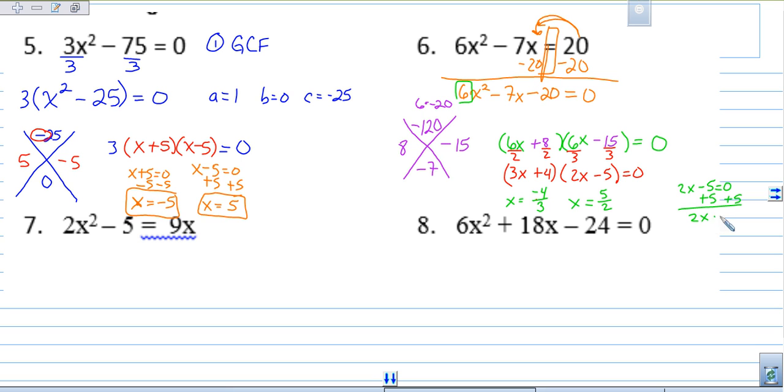Get 2x equals positive 5, and then you have to divide by 2. And so you get x equals 5 over 2. Okay, so that is the same thing as this. I was just showing you that when you set it equal to 0, it does the same thing our shortcut does. So these are our two answers right here.